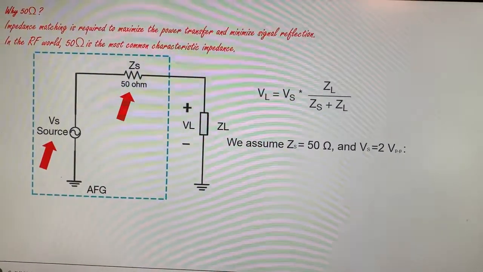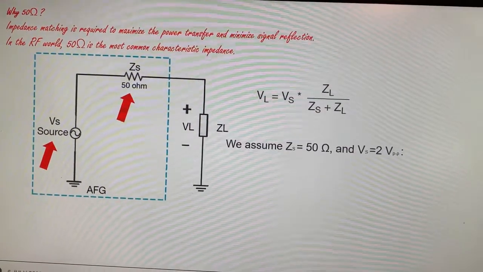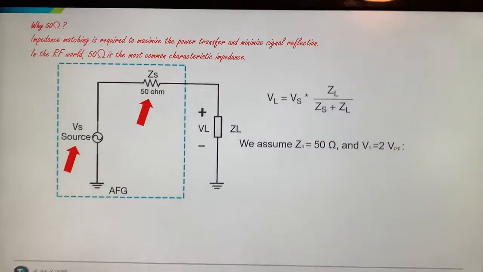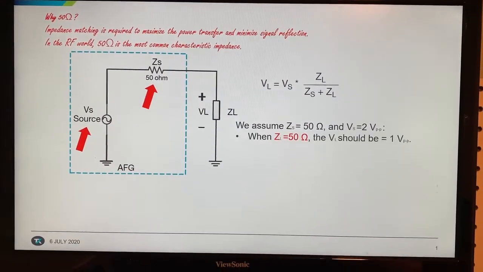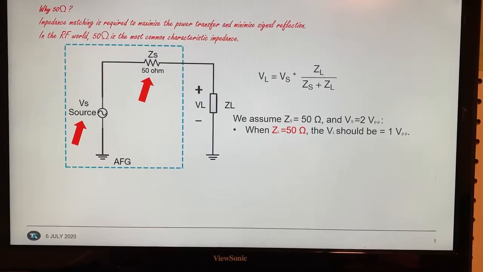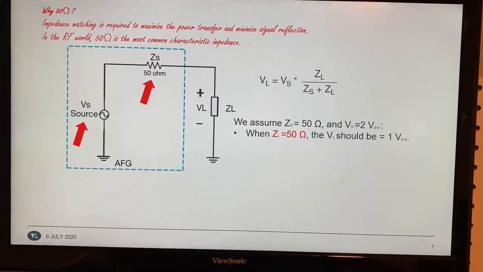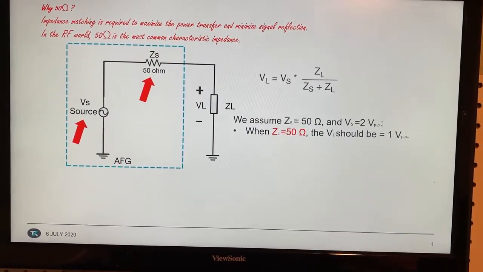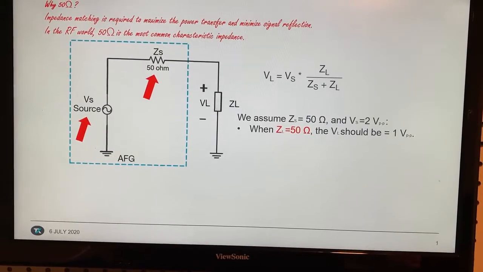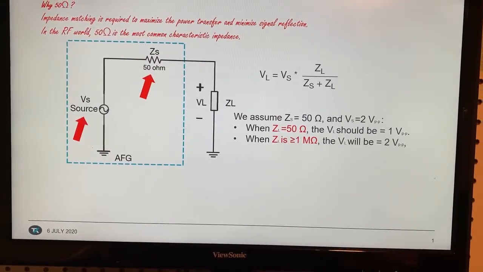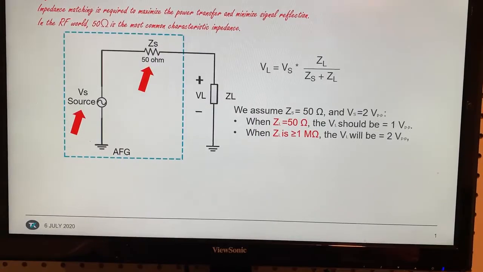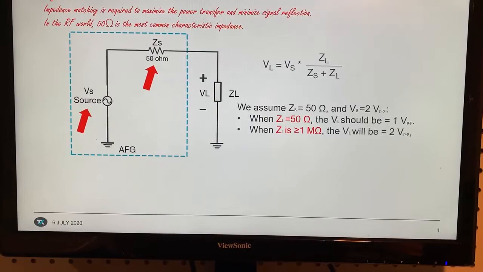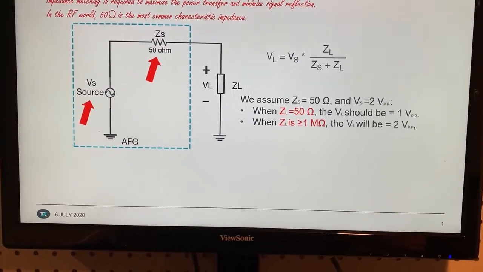So we have to make a couple of assumptions here. What is my voltage source? We assume it to be, let's say, 2 volts peak to peak, and my output impedance to be 50 ohm. So when my load impedance is 50 ohm, based on this equation, my VL would equal 1 volt peak to peak, half of what the voltage source is. And if my load impedance is greater than 1 mega ohm, or what we call high Z, my VL would then be equal to 2 volts peak to peak, exactly equal to the voltage source.